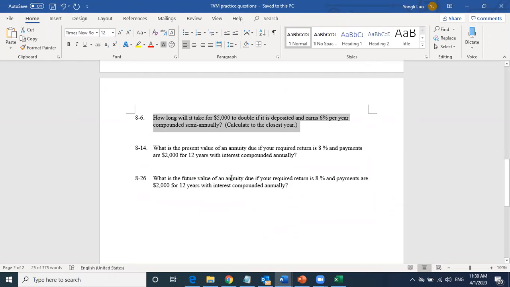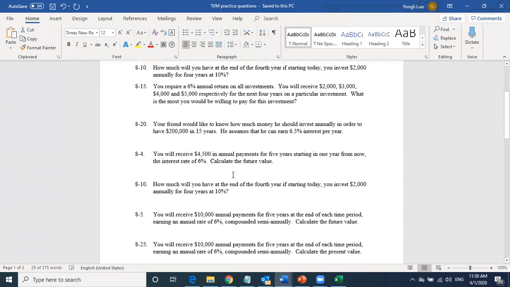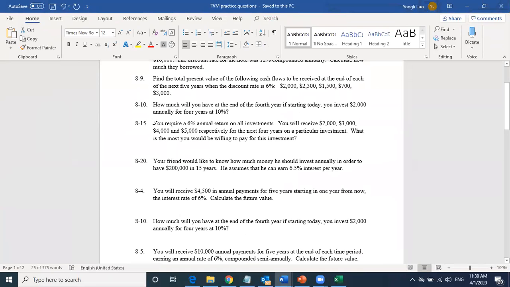Let's see, we have something else. Uneven cash flow. This is a very interesting thing. Uneven cash flow.